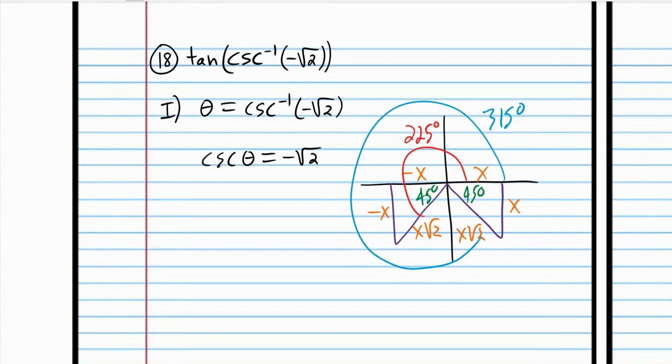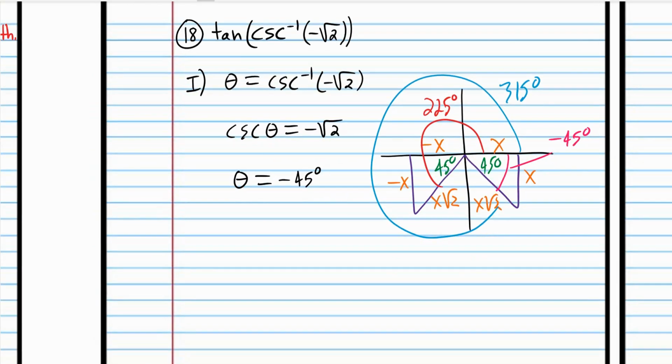But neither of those angles are going to work because they're not within the range restrictions for the cosecant inverse expression. This is considered to be the output of a function. A function can only have one output for every input. So the angle that we're looking for is going to be -45, which is coterminal with 315 degrees. So -45, that's what cosecant inverse of -√2 is equal to, -45 degrees.